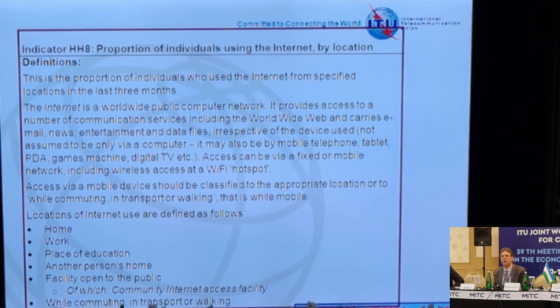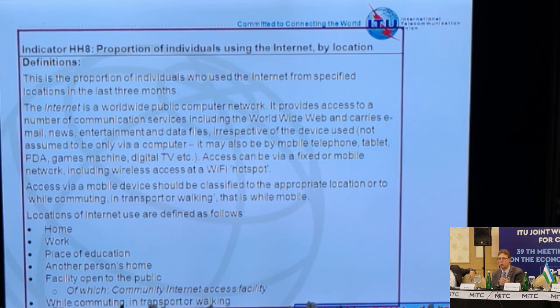Then the next question is, okay, so you use the internet. Now we want to know where you use the internet. And then the options are, and this has been slightly revised at the last EGH meeting, so we now have the following categories. Where did you use it? At home, at work, at the place of education, and that means students. So it doesn't mean that I was picking up my children and I was waiting in the school and I used the Wi-Fi of the school to check the internet. That doesn't mean that I used it at a place of education.